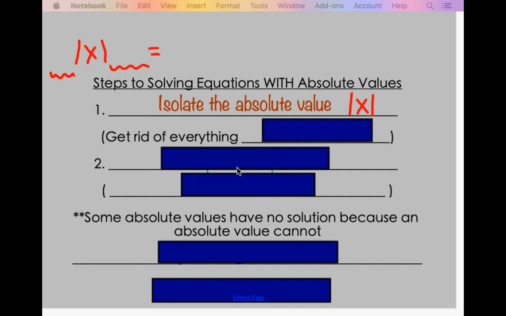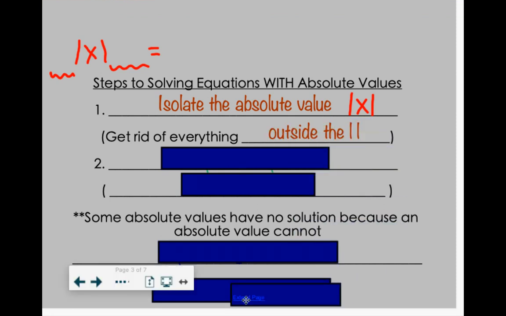Okay, then get rid of everything outside. That's what I'm trying to say there. So get rid of all of this, get rid of all of this, so that only the absolute value is on the side. Whatever's outside, get rid of it first. And I did that in the same color because that's one step. These are the same thing. I just know some of us don't relate well to the word isolate.